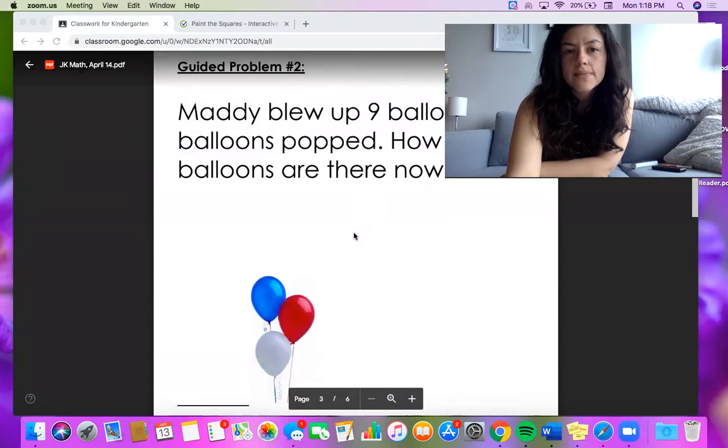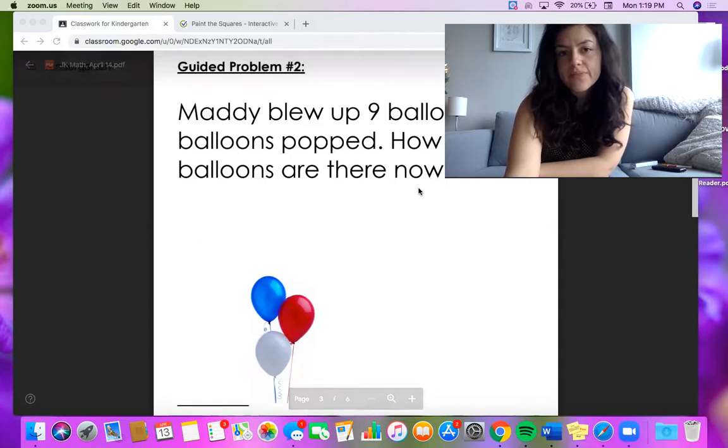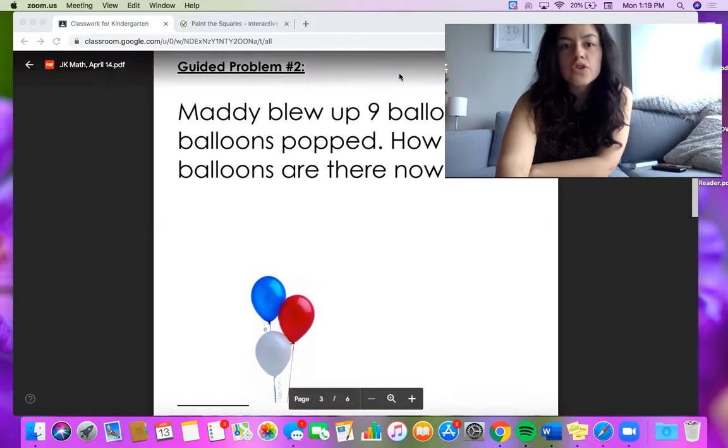All right. Guided problem number 2. Maddie blew up 9 balloons. 3 balloons popped. How many balloons are there now? Let's read the problem again and circle our important values. Maddie blew up how many balloons? 9 balloons. But then 3 balloons popped. I circle my 3. How many balloons are there now?